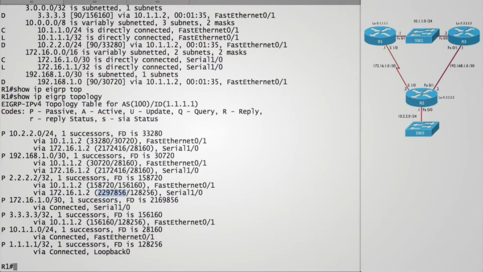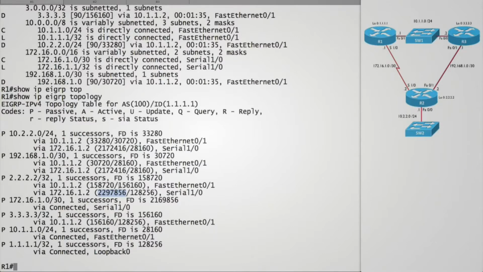We're going to go with the best feasible distance, unless, if you remember, we configure the variance option, which says that the best feasible distance can vary by a certain factor that we specify, and then anything in that range, all the way up to and including the best feasible distance times that factor, any of those values will be acceptable for us to load balance across.